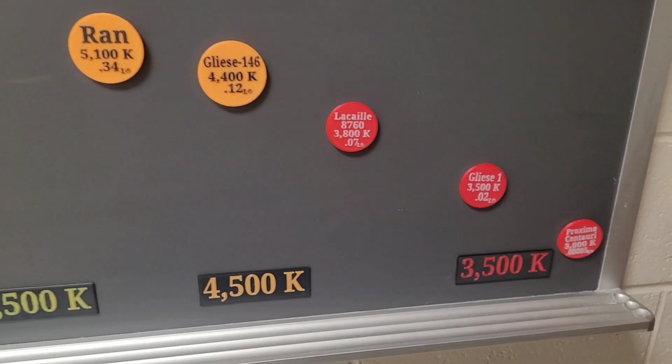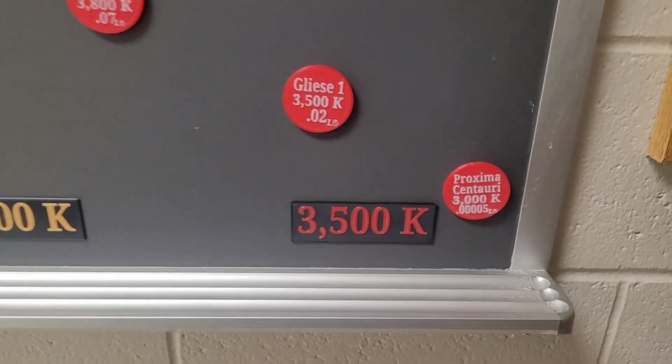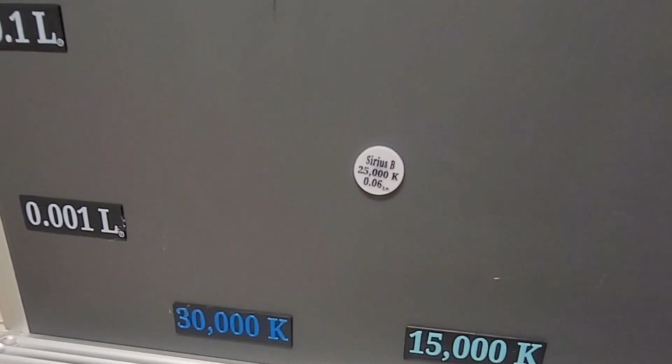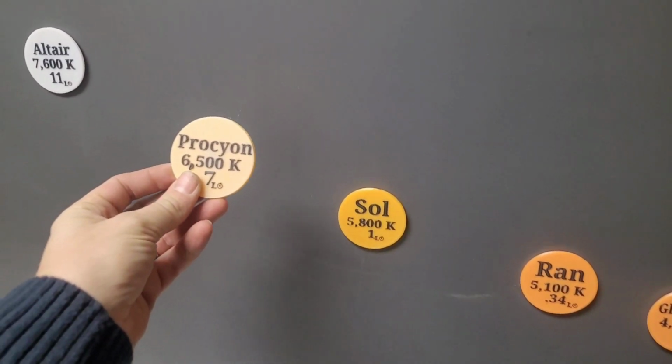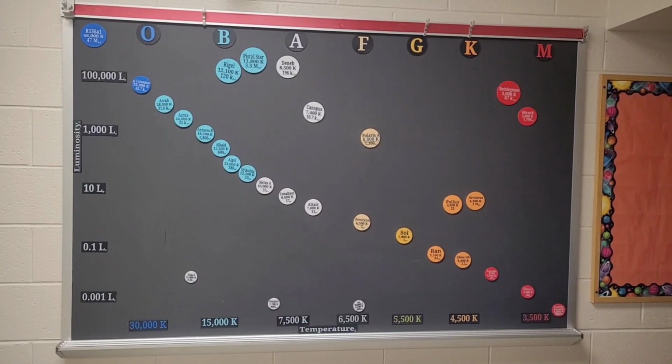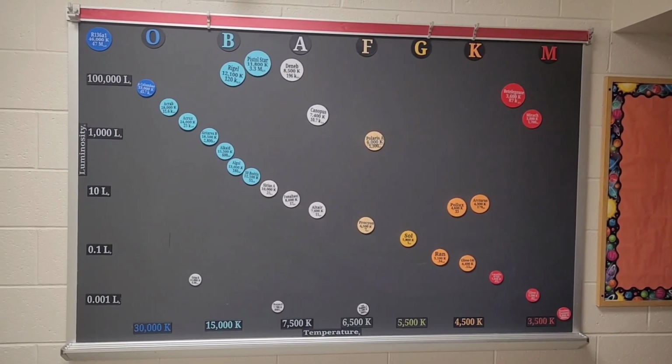I also like to ask questions about the diagram. I may call on a random student to point to a star that's fusing hydrogen, or one that's reached the end of its life cycle. I think this is a must-have for anyone who teaches astronomy or Earth and space, and it also adds a nice splash of color to the room. Overall, I'm very happy with it.